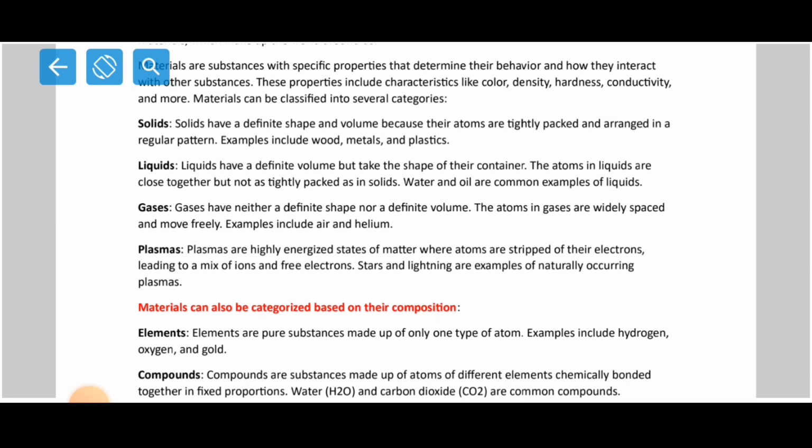Now gases. Gases have neither a definite shape nor a definite volume. See here what we say is the property of gases: gases do not have a definite shape and they do not have a definite volume. The atoms in gases are widely spaced and move freely.